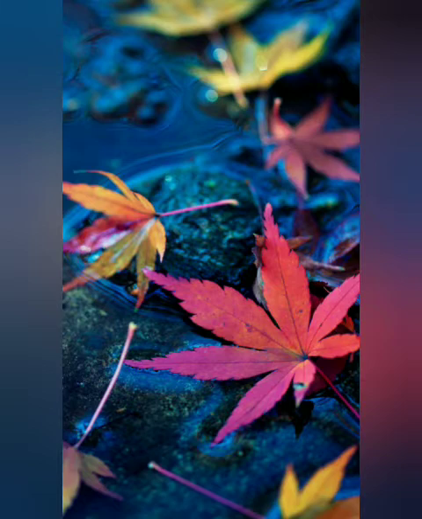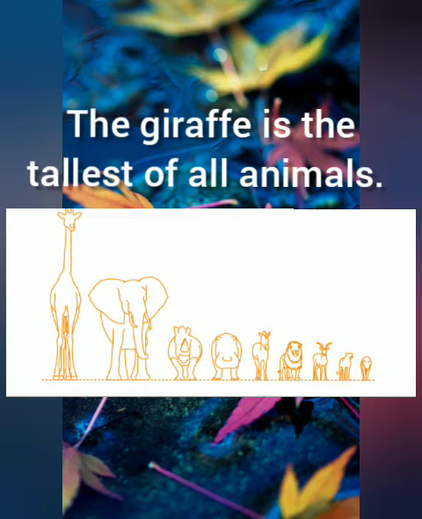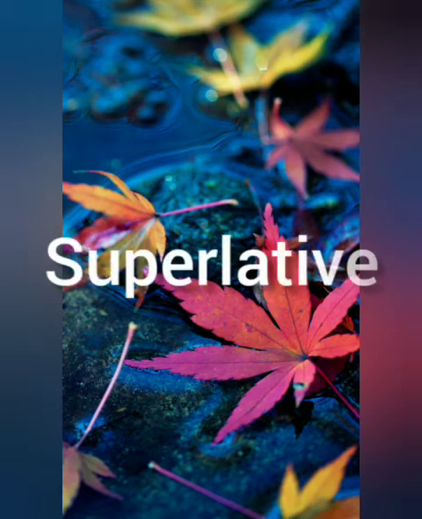Then the third one is superlative degree. Let's check this sentence. The giraffe is the tallest of all animals. Here we are comparing the giraffe with other animals. In this sentence, which one is the adjective? Yes, tallest. The word tallest is an adjective used to compare the tallness of the giraffe and to tell us that the giraffe has the most quality of tallness. This comparison is called a superlative degree.